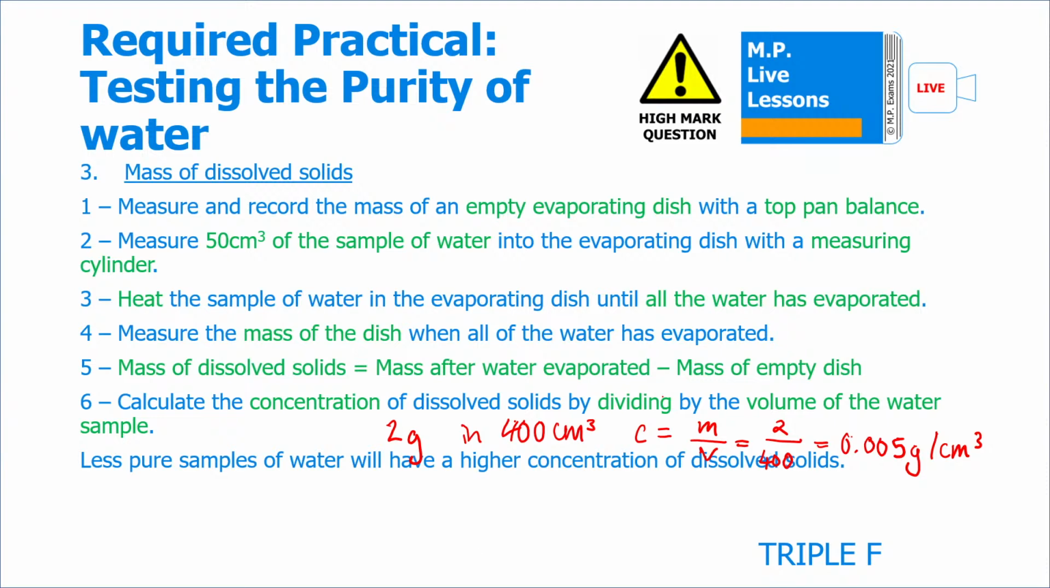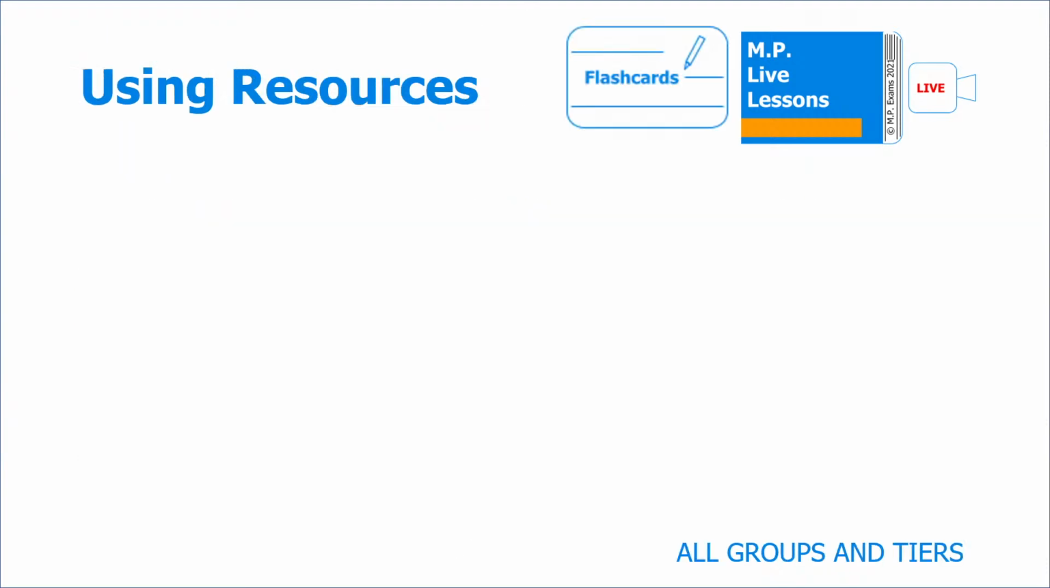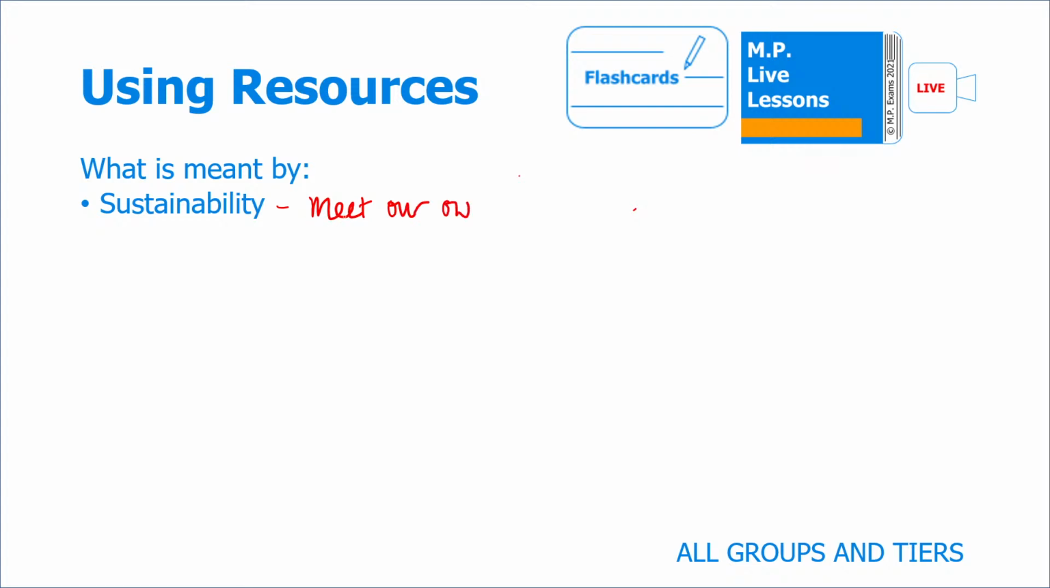Now, going back to content for all groups and tiers, this is now using resources. You need to know what's meant by sustainability. This is where we can meet our own needs without compromising the needs of future generations.